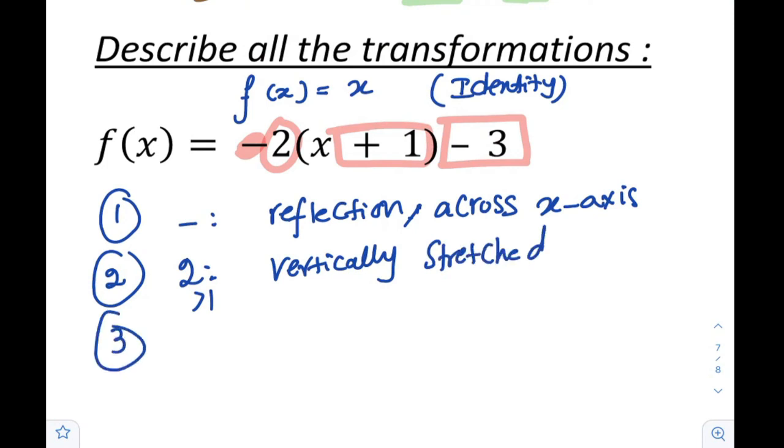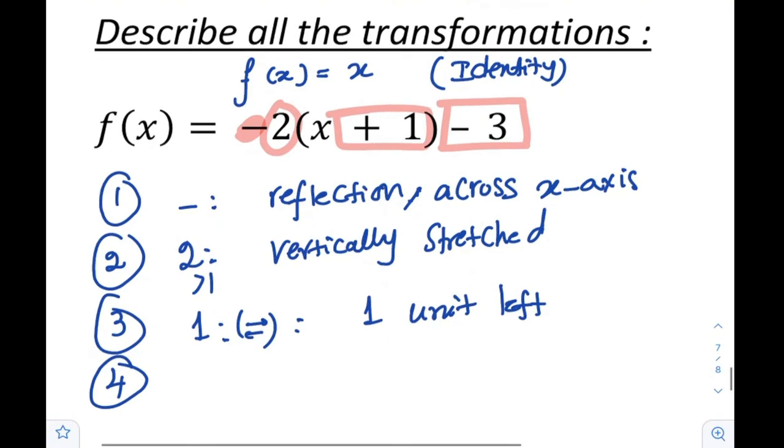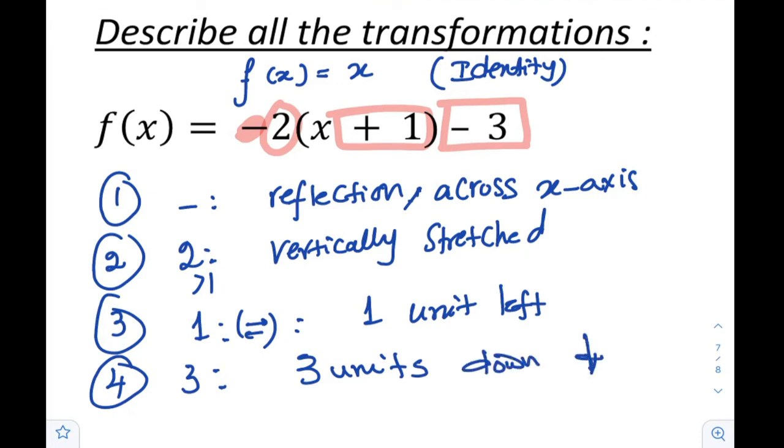Number 3, we have the 1. It is inside the group, and it is plus. So it has been moved 1 unit left, because if it is in the group, it will affect only horizontally, left or right. Since it's a plus 1, then it is moving to minus 1 to be 0. The last transformation is the minus 3. It is outside the group, so that means it is moving down 3 units. So it's a vertical translation 3 units down, because it is affecting from a vertical point of view since it's outside.